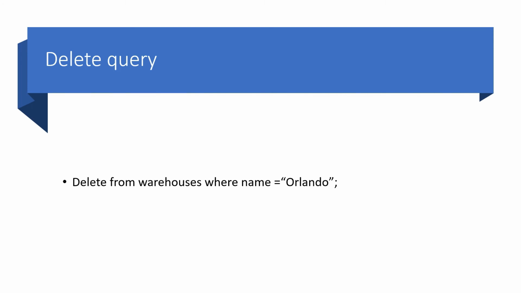The other example we're going to do is a delete query. The structure of the delete query is delete from the table with a condition. I'm using the name as my primary key, so that's why I'm deleting using the primary key. So in simple English, we're going to delete Orlando from the warehouses. We don't need Orlando anymore. For example, if we sold our Orlando warehouse, we don't need it. We just need to delete.